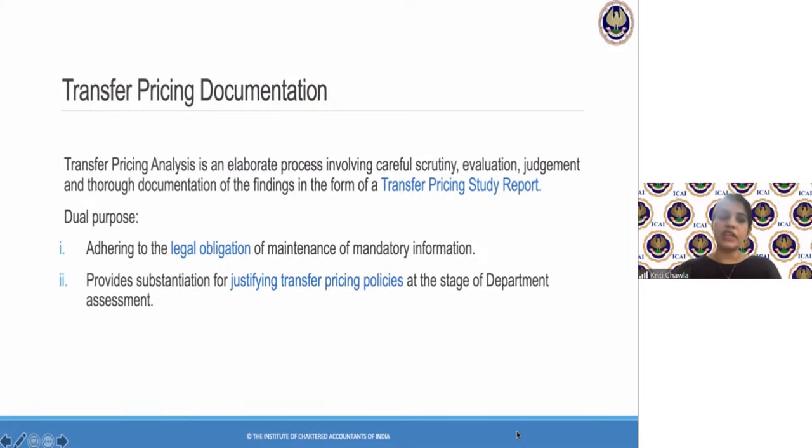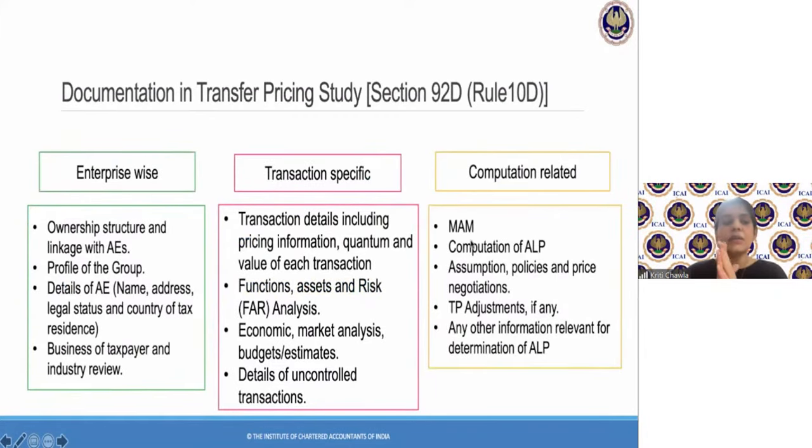So there is a legal obligation, one, to maintain all this documentation, because it's provided in the law, and there are strict penalties under transfer pricing if you do not submit these returns or maintain this document. And then also, if there is an assessment proceeding going forward, you can substantiate how you calculated that arm's length price using the documentation that you have. So there is a dual purpose for why you maintain these particular documents. We're going to talk about the first document, which is called the TP study or the transfer pricing study report, which is out here. This is coming from section 92D, but you have to read it with rule 10D of the income tax rules.